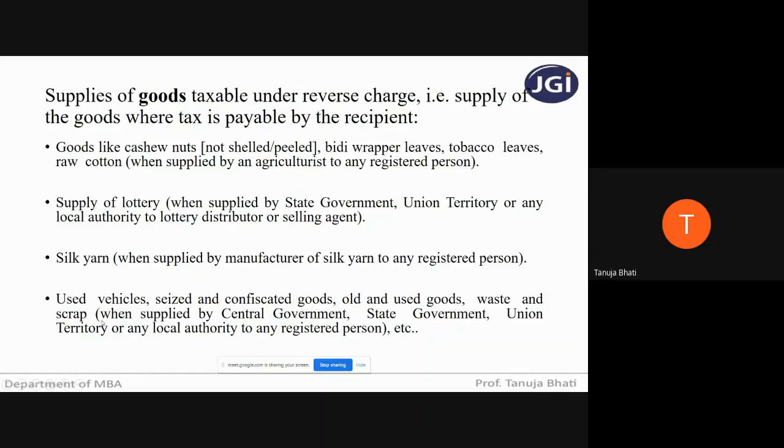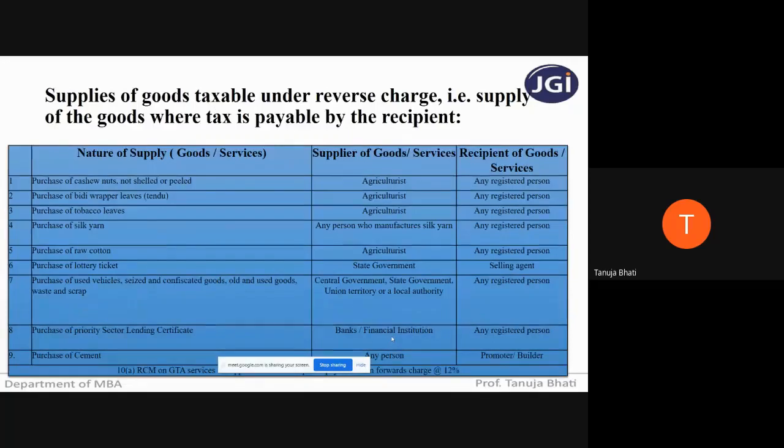Next, used goods, used vehicles, seized and confiscated goods, old and used goods, waste and scrap when supplied by the central government, state government, union territory or any local authority to any registered person. So let us understand this slide more correctly, okay, by this particular slide.